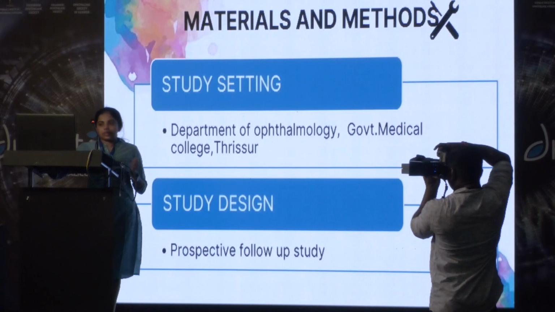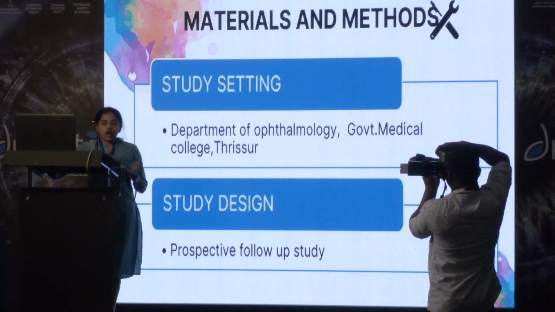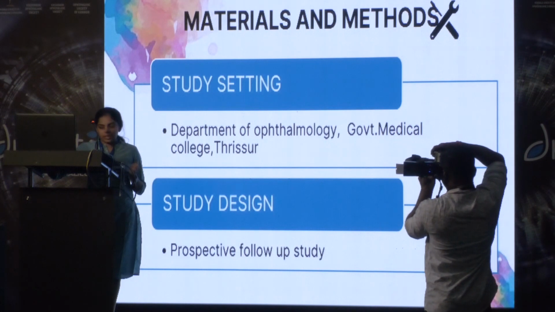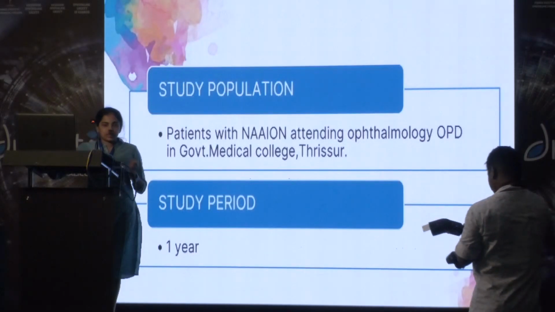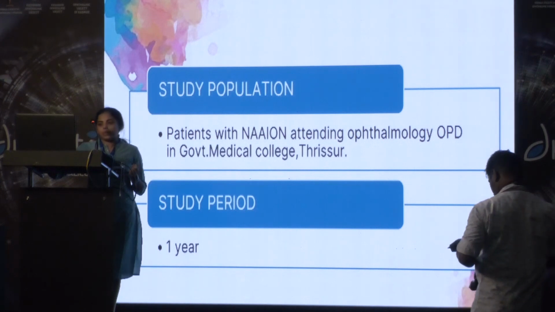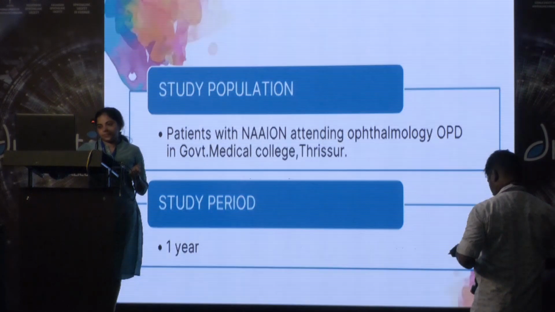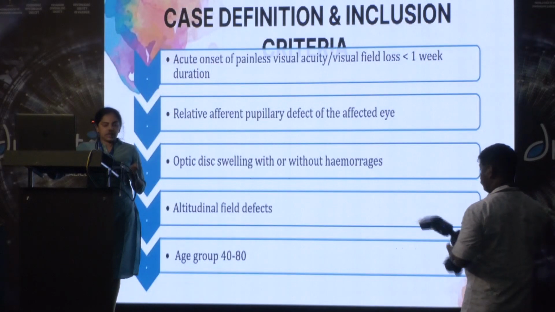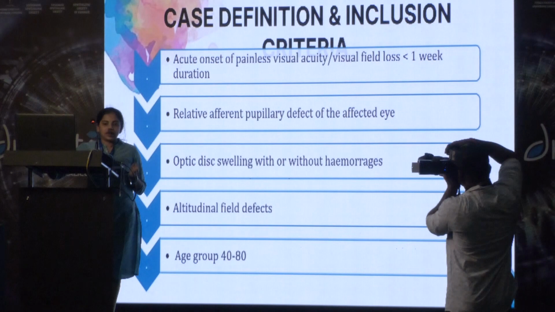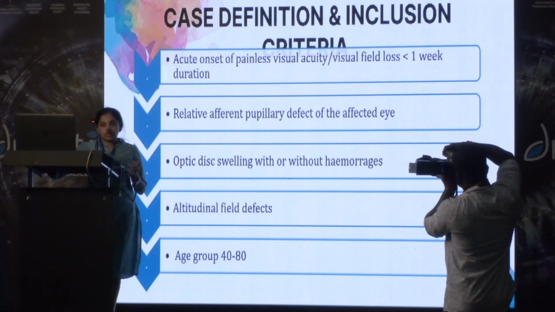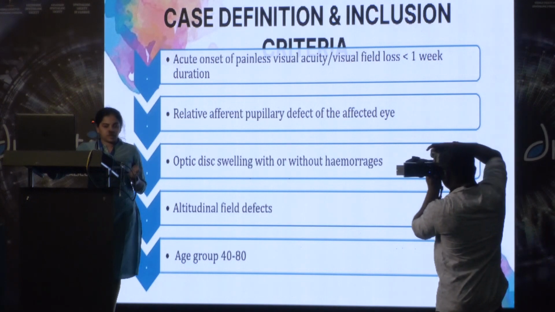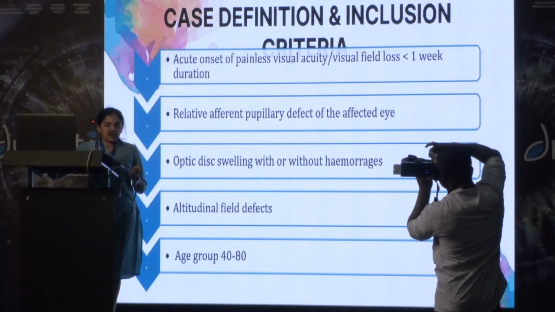So the materials and methods: the study setting is the Department of Ophthalmology, Government Medical College, Thrissur, and it is a prospective follow-up study. Patients with NAION attending the ophthalmology OPD were included in the study, and the study period was 1 year. I included patients with acute onset painless visual field or visual acuity loss, less than 1 week of duration, and relative afferent pupillary defect of the affected eye, optic disc swelling with or without hemorrhages, and altitudinal field defect.